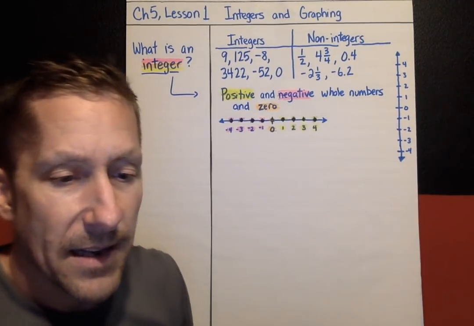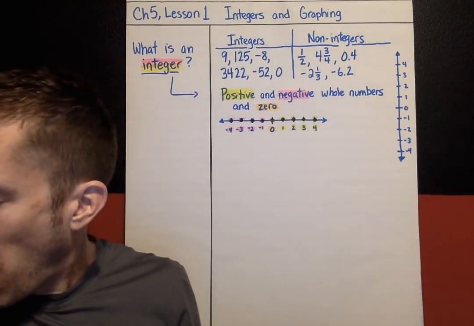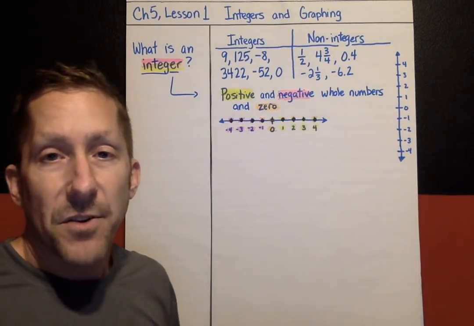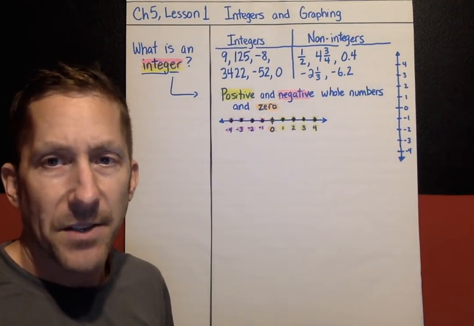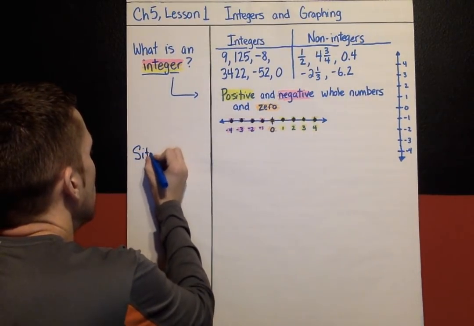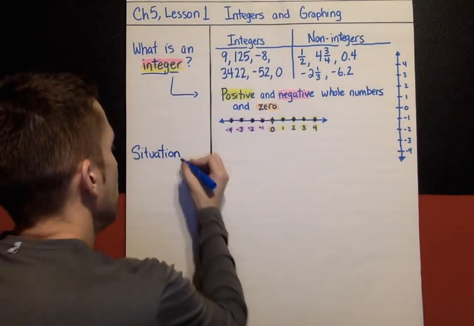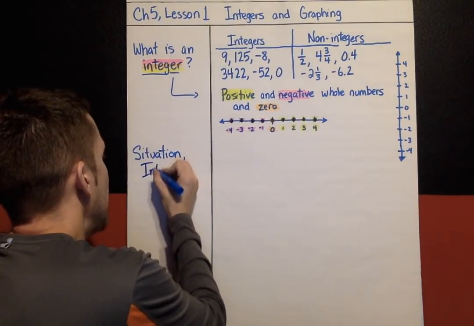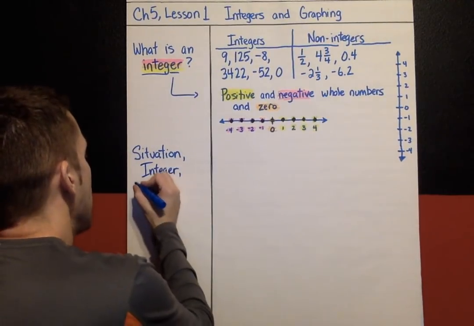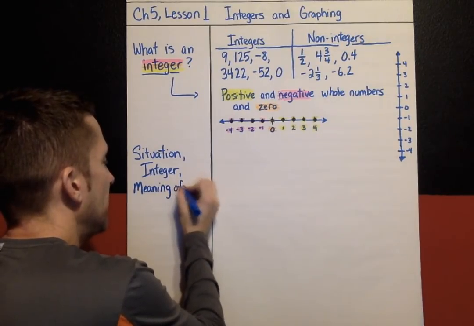So, moving on. The next thing I want to talk about is the meaning. We use integers in lots of real-life situations. So that's the next thing I wanted to talk about, is a situation, a real-life situation, an integer that would represent that situation, and the meaning of 0 in that situation.